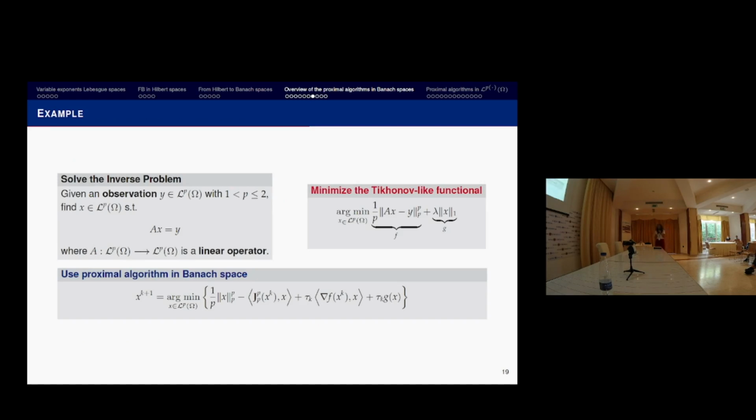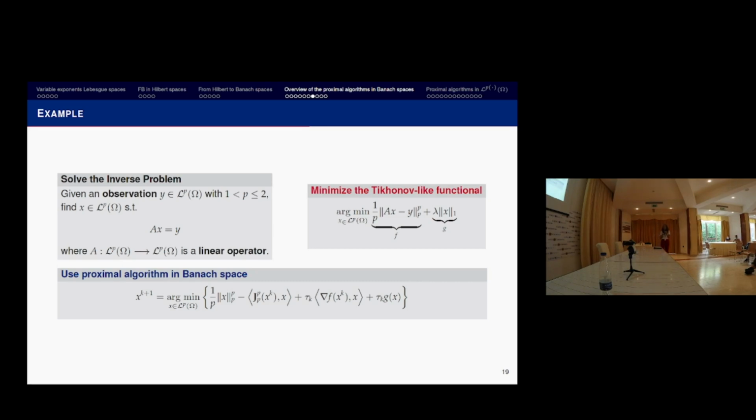Let's see now an example. As I mentioned before, we have this type of optimization problem when we want to solve an inverse problem. So we consider a linear operator A from LP to LP, and a noisy observation Y in LP. And we want to solve AX equal to Y.